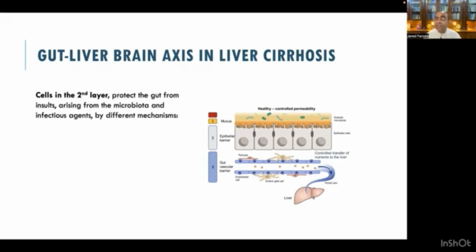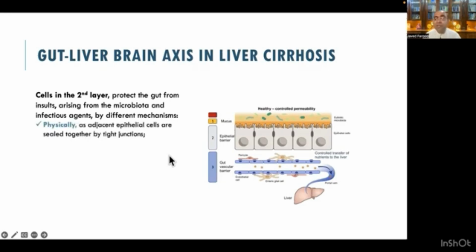Cells in the second layer, that is the epithelial barrier, protect the gut from insults arising from the microbiota and infectious agents by different mechanisms. As I said, this is the outermost layer of the mucus, and this is the lumen. Here is the vessel. So the bacteria are there, but the microbiota and their products do not reach the innermost part, because of different mechanisms.